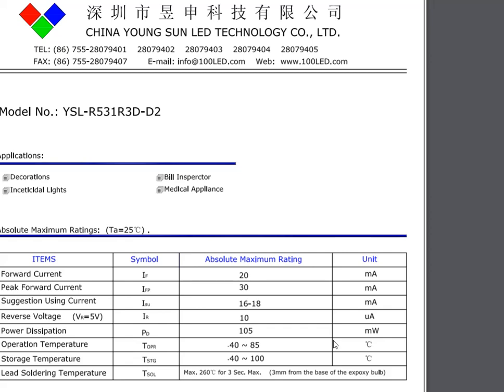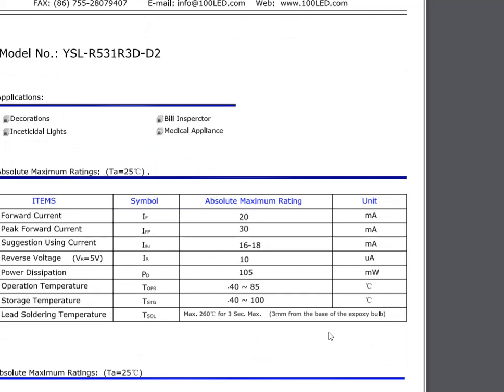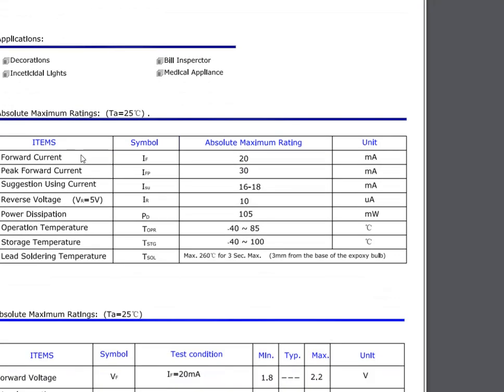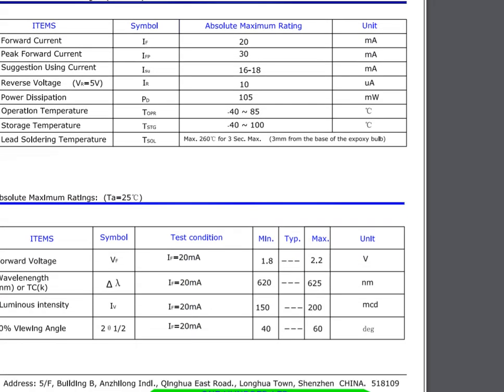See here, it's a generally available 5 mm LED. Here you can see two parameters: the forward current IF, which is 20 milliamps, and the forward voltage, which is 2.2 volt at 20 milliamps.